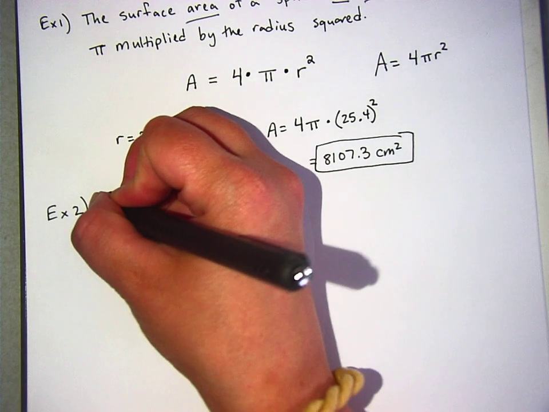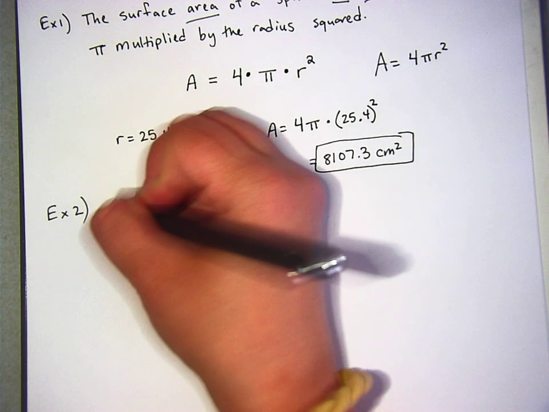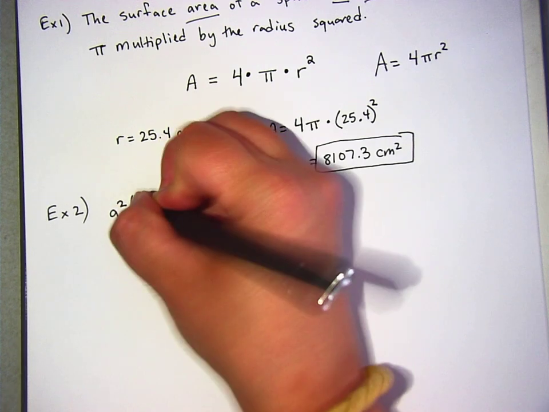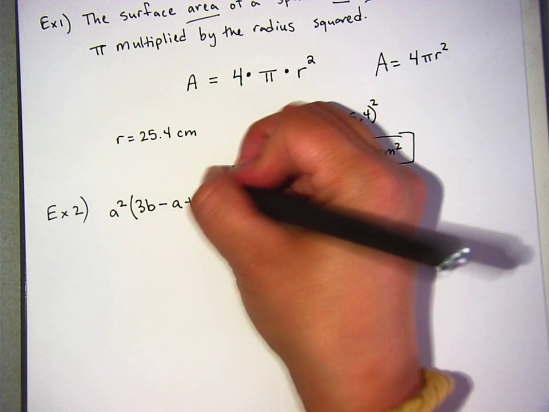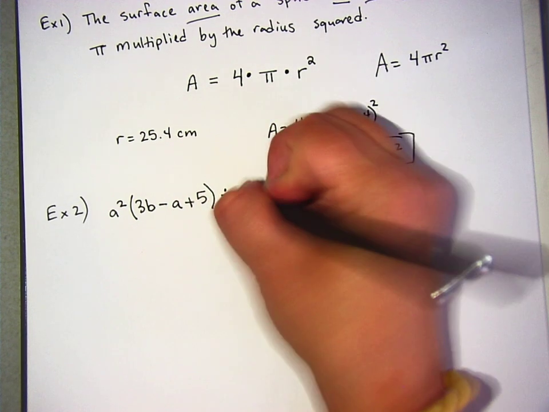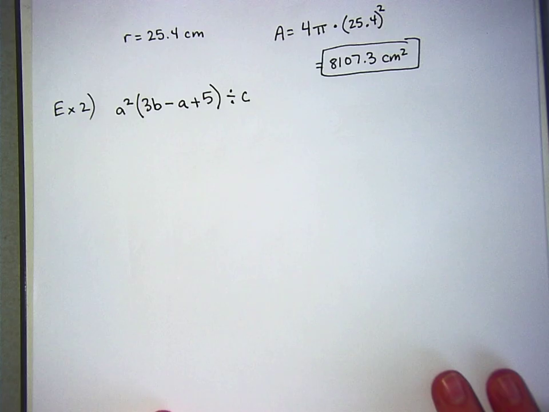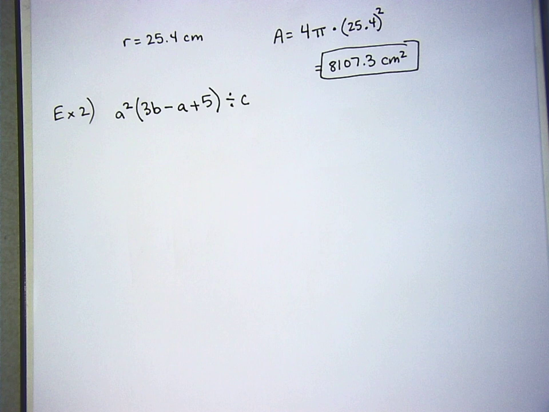So everybody write this one. Write down a squared, parentheses, 3b minus a plus 5, parentheses, divided by c. If you didn't get that, look up. It says a squared, parentheses, 3b minus a plus 5, parentheses, divided by c. What kind of equation is that? It's an equation where I'm going to tell you what A is, B is, and C is, and you're going to sub them in. Everybody okay with that?